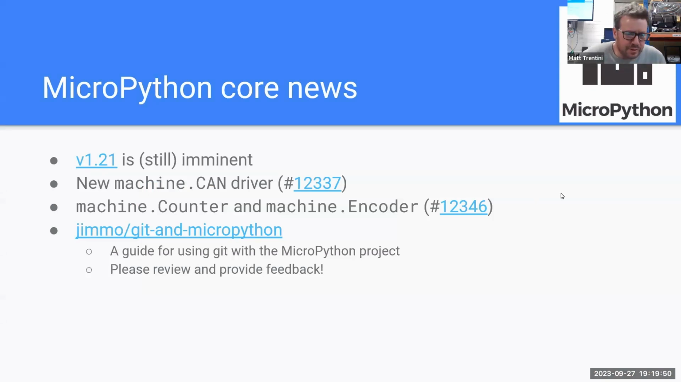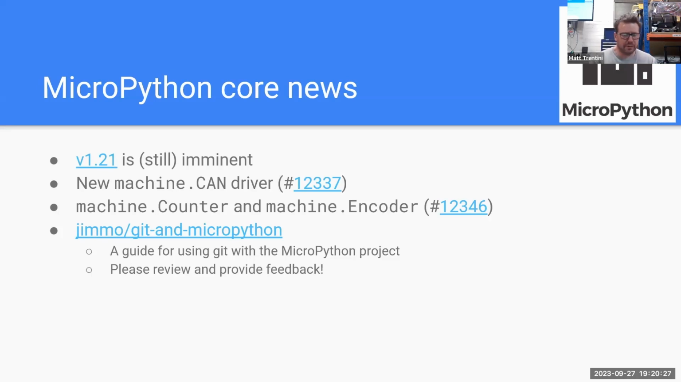Headlines, so MicroPython core news. 1.21 is still coming. I spoke to Jim about this yesterday. I think the last feature, which is to do with SSL, in particular HTTPS, is the last thing to go. So it's taking a little while to figure out. So stay tuned. Don't be too vicious in your requests for where is 1.21, because Damien's working on it very hard.